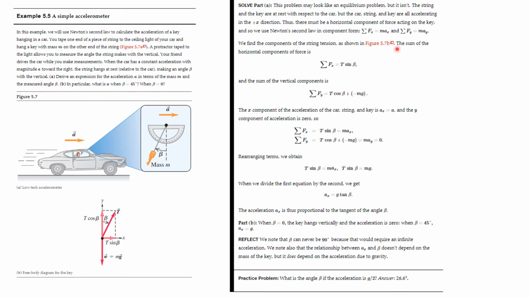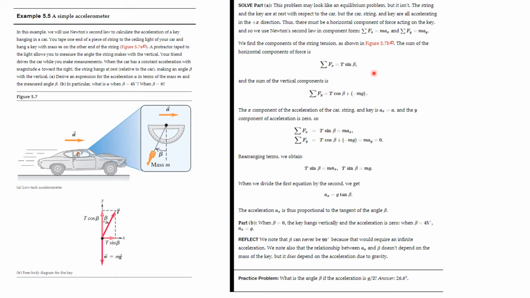The string and the key are at rest with respect to the car, but the car, string, and all are accelerating in the positive x direction. Therefore, there must be a horizontal component acting on the key. So we'll use Newton's law in its component form. The sum of the net forces in the x direction is m times the acceleration in the x direction, and in the y direction it's m times the acceleration in the y direction.